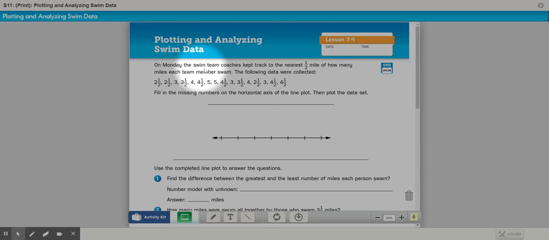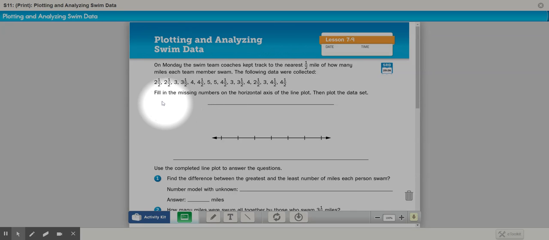So on Monday, the swim team coaches kept track, to the nearest half a mile, of how many miles each swim team member swam. So they're doing this on Monday and they're only keeping track to the nearest half mile. That's why you don't see any quarters or eighths or anything there. It's only to the nearest half. And so they collected the data, and there it is right there. There's a bunch of numbers.